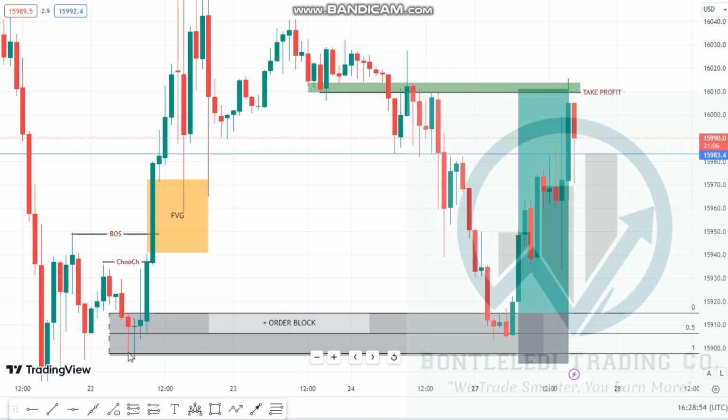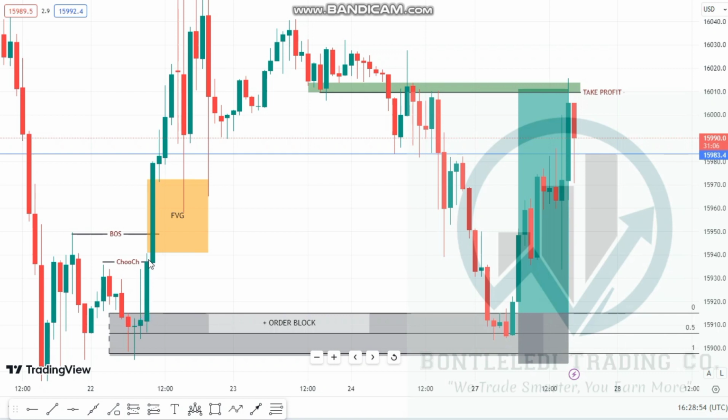I marked it through, and then the 50% of it, as you can check over here, is from the Fibonacci retracement tool. Then what happened over here was that once I marked my order block, I looked for the fair value gap.